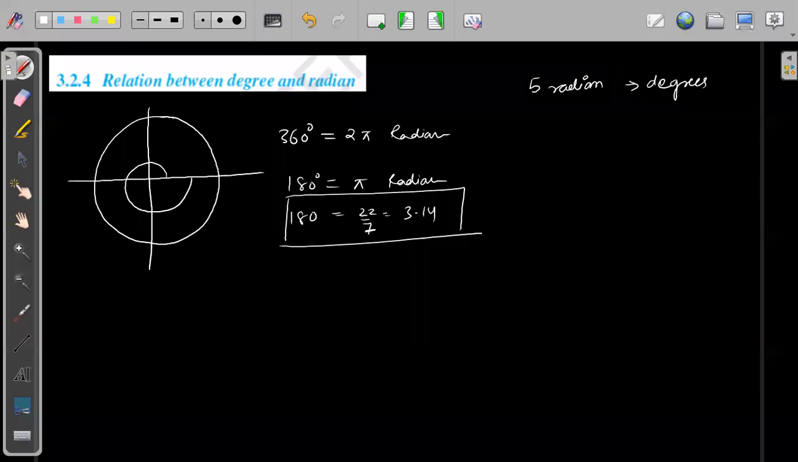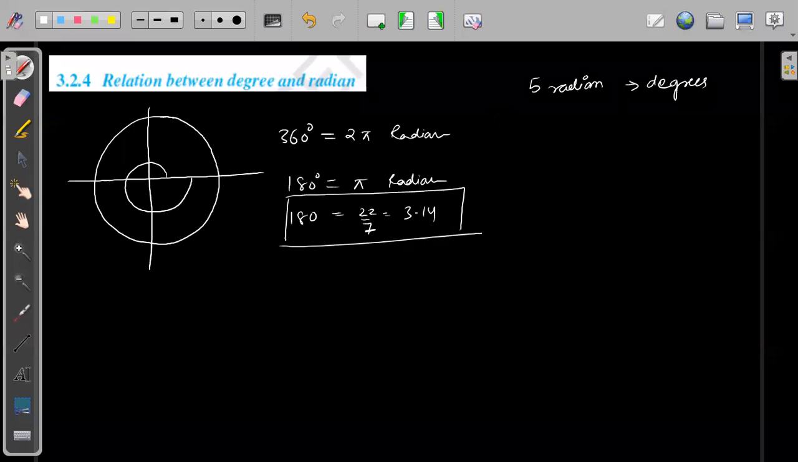I don't think that is correct, Kaushik. No, not correct. Pi by 36. Yeah, I think that is correct.